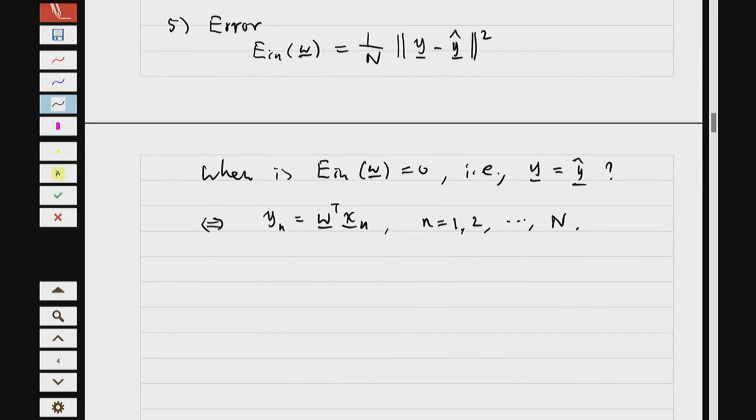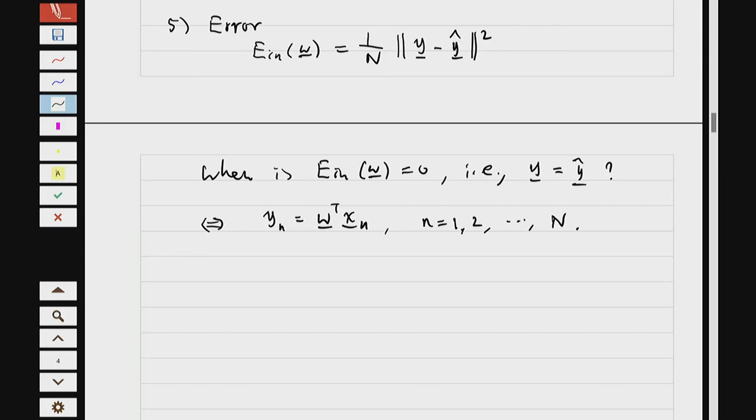So this is a linear equation, right? We already have xn, we also have yn. These are historical data. What we don't have is w. We want to find w. To find w, we're basically solving equations, right? How many equations do we have, and how many unknowns do we have?